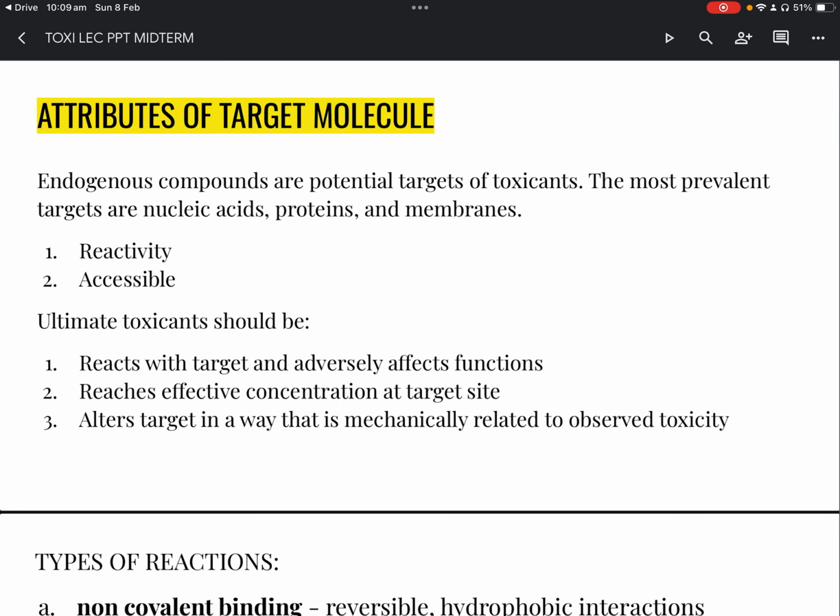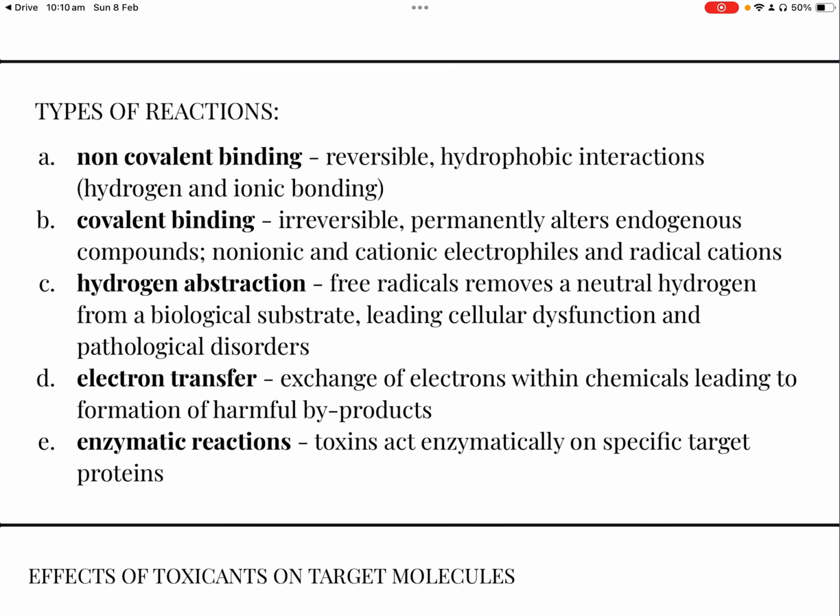So let's say the target molecule is reactive. Aside from being reactive, once there is an exposure to the toxicant, the target molecule should be altered in a way that it will be observed as toxicity, or it will show signs that there is observed toxicity. Okay, we have the types of reactions: non-covalent binding, covalent binding, hydrogen abstraction, electron transfer, enzymatic reactions.